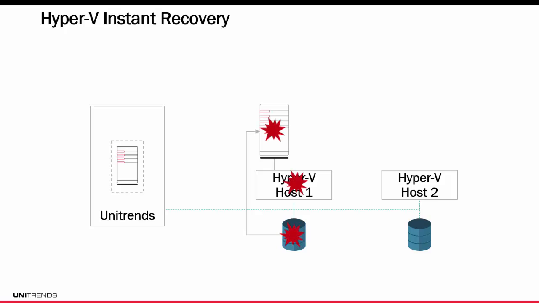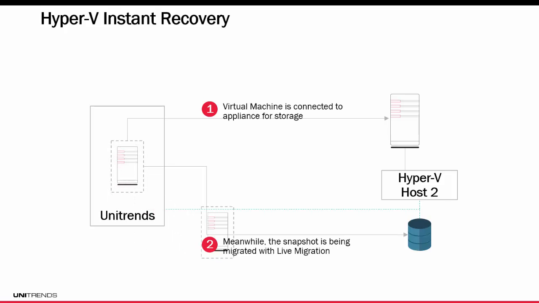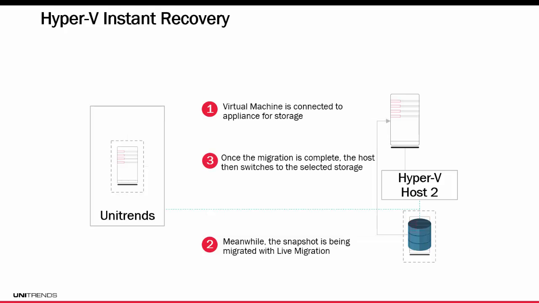For Hyper-V Instant Recovery, the function is pretty much the same. If a host fails, Unitrends is going to then be able to connect to another Hyper-V host, utilizing the Unitrends as the data store. Once the VM is connected and powered on, Unitrends is going to migrate the snapshot using live migration. Once all the data is at the Hyper-V host, it then switches to utilizing that storage instead and cuts off the Unitrends storage. It's going to be better performing storage, whatever's connected to that host, and you're going to have that functionality back up and running. So the VM is going to be able to be on much easier, but performance will be degraded until you migrate to the production storage.